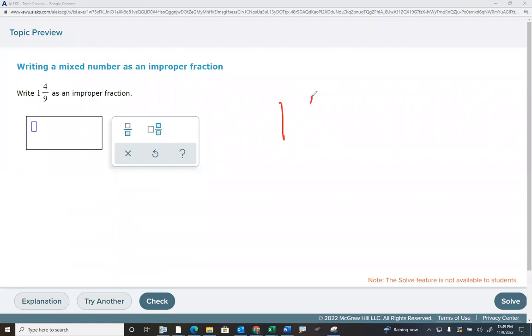Okay, so 1 and 4/9. Well, the denominator is 9. That's just how it is. And then we do 9 times 1 is 9. And then we add on a 4. So 9 plus 4 is 13. That's how you do it every time.